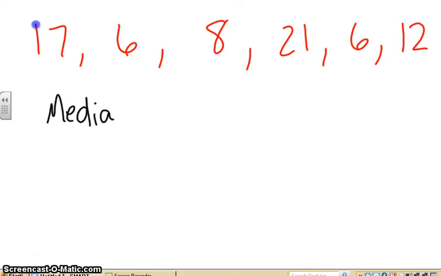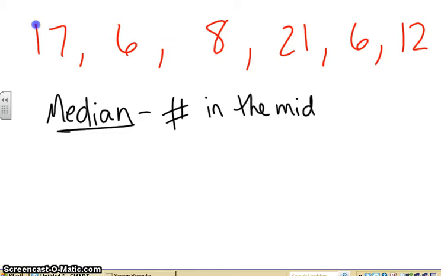So first we have the median. The median is the number in the middle. Now, that one to me is pretty easy to remember because median is in the middle. And when we say it in class, you always hear me say it weird. You'll always hear me say median is in the middle. And so that way it helps us to remember exactly how to find the median. So to find the median, we find the number in the middle of our list.